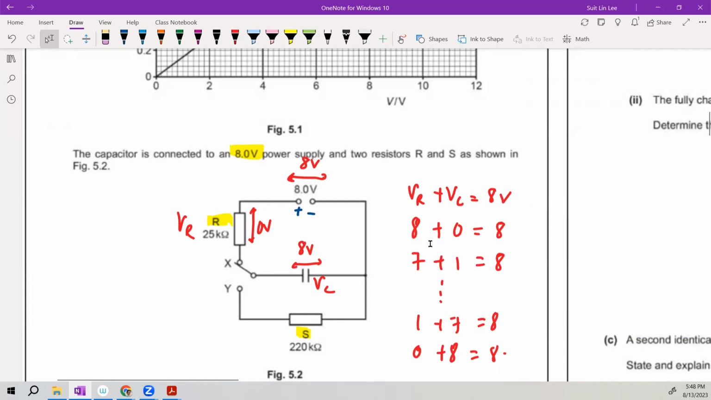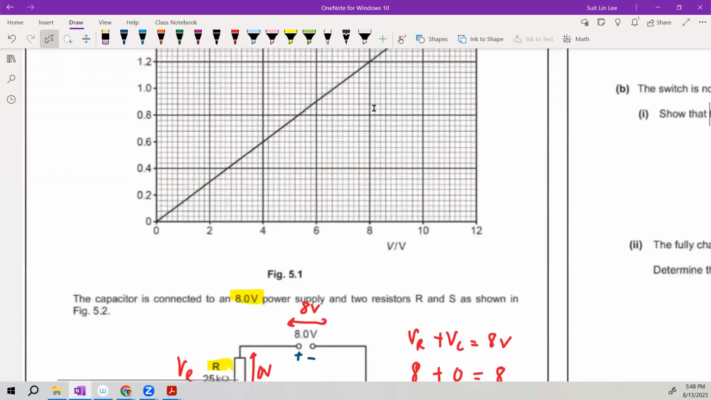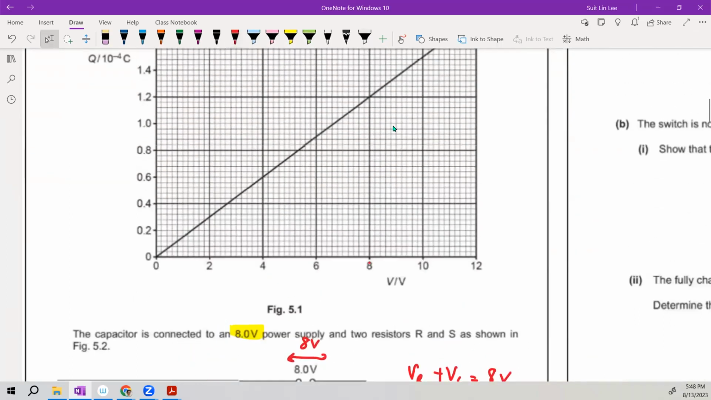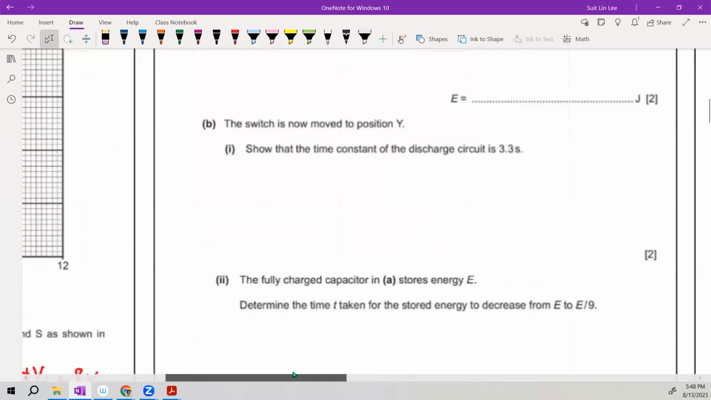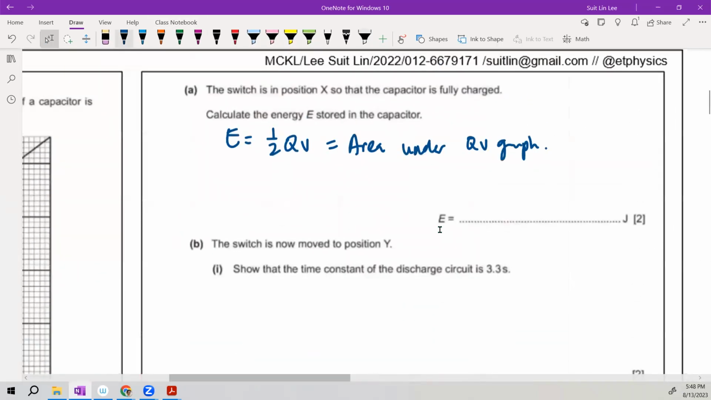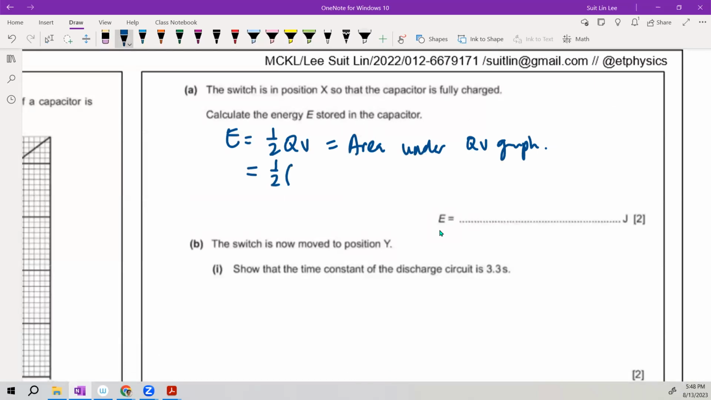Okay, that's the idea. So when this is fully charged, the potential difference is 8. We've got to read 8, my friends. This is 8, this is 1.2, this point here. So we're going to look for the area under the graph, the triangle, or we will use half QV. If you make the rookie mistake of taking the extreme points in the circuit, then maybe stop doing it, because the question is full of traps.